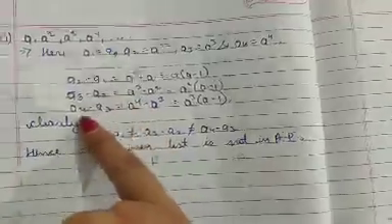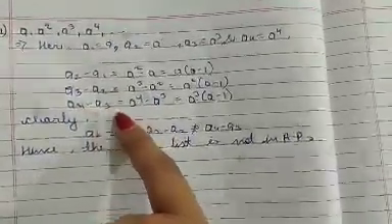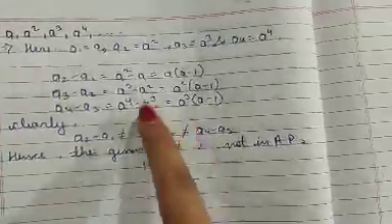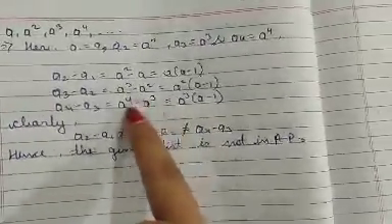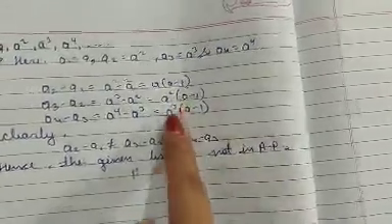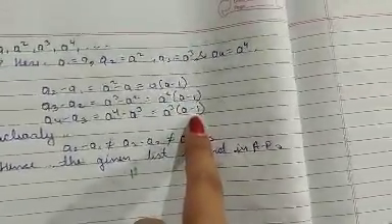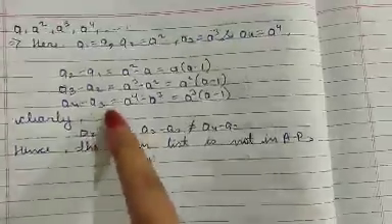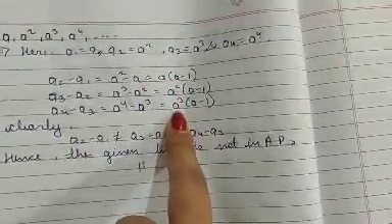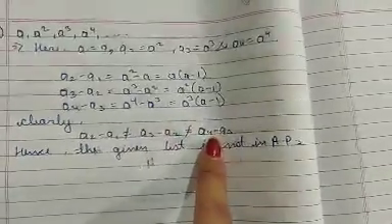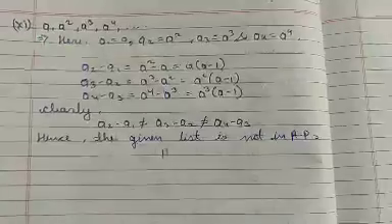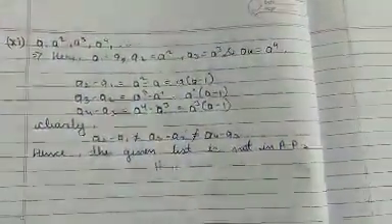Now the difference between the second term and the third term is a cube minus a square. A square is common in both terms, so a square we take out, and in the bracket a minus 1. Here the difference between the second and third term is a square multiplied by a minus 1, which is not equal to this. Now a4 minus a3: a4 is a to the power 4 and a3 is a cube. Again a cube is common in both terms, so a cube we take out as a common factor, and the remainder in the bracket is a minus 1. Clearly we can see that a2 minus a1, a3 minus a2, a4 minus a3 are not equal. Hence the given list is not in AP.